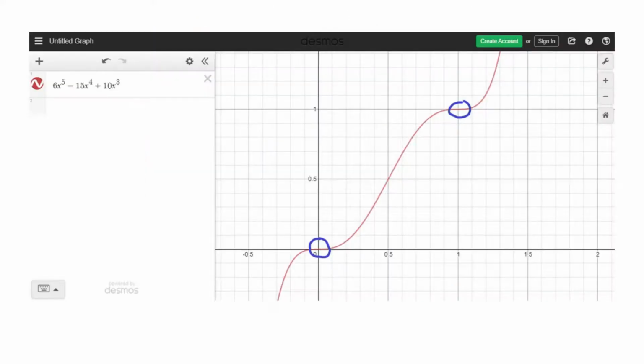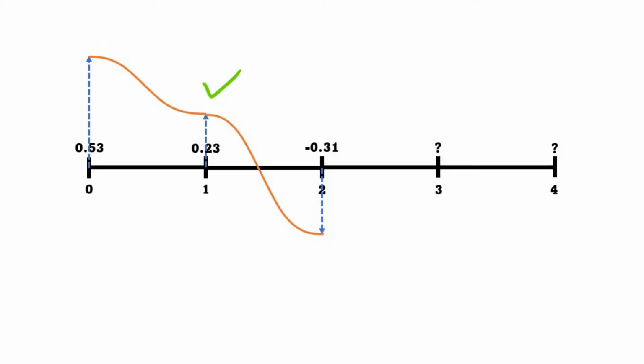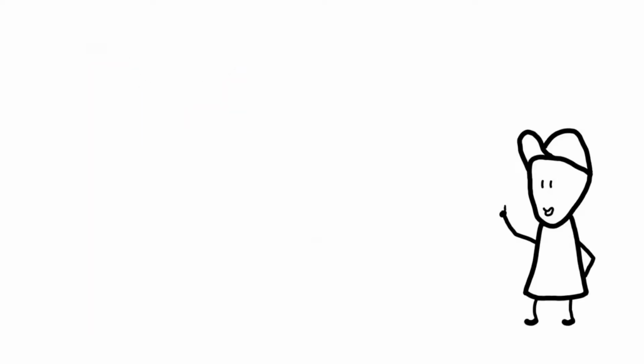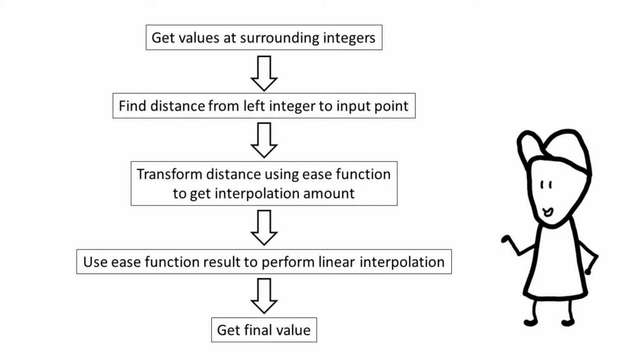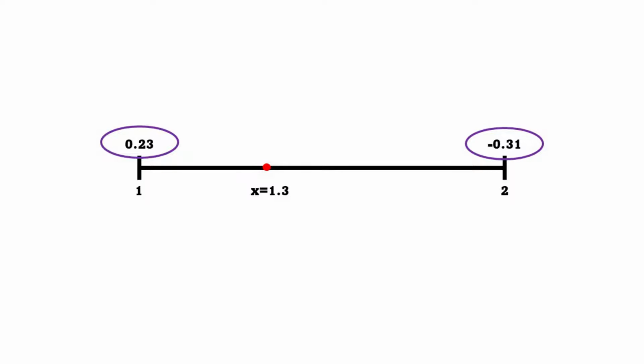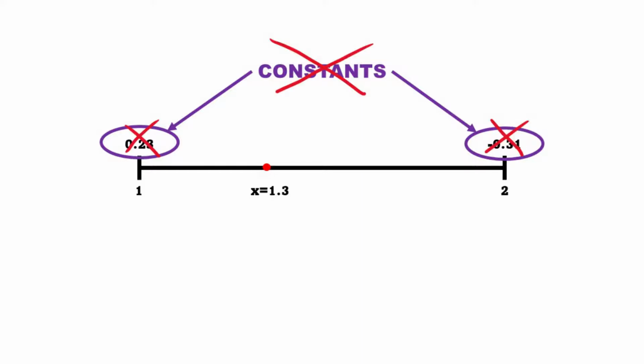This particular ease function has a derivative of 0 at x equals 0 and x equals 1. This property is super useful because it will smooth out the curve at integer inputs. In the last Perlin noise video, I described the interpolation process in the exact same way. However, the part where I messed up was explaining how the values at integral coordinates were determined. Initially, I just set these to constant values, but it turns out that there's more to it.